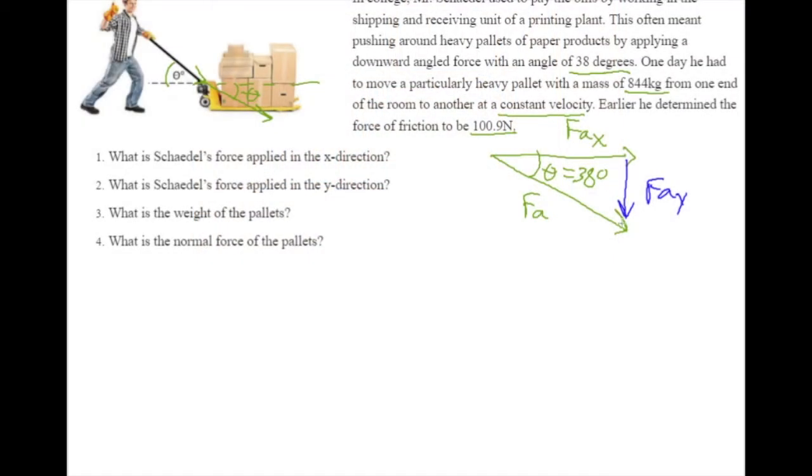We actually don't even need this triangle right now to figure that out, because there's a little hint or clue inside this problem. The clue is that we're moving at a constant velocity. Constant velocity tells us that net force in the x direction is just 0, because acceleration is 0. Therefore, because net force is 0, the forces that point to the right are going to be equal to the forces that point to the left.